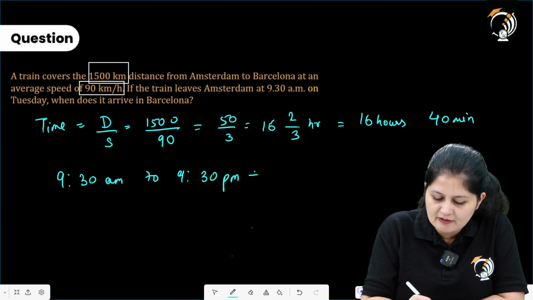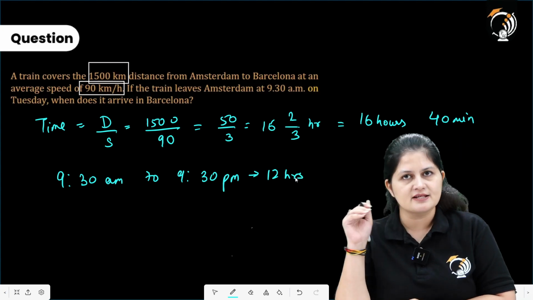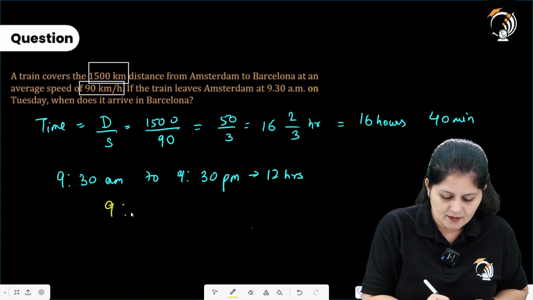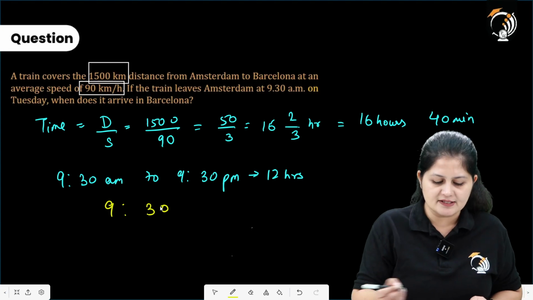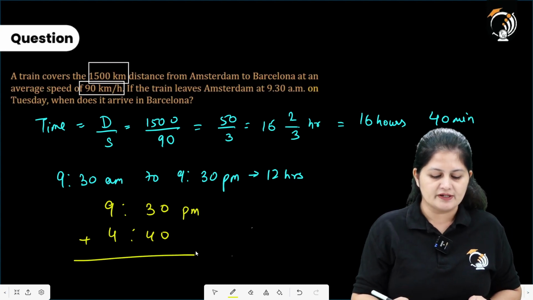to 9:30 p.m. we'll have is 12 hours, correct? Now we are left with 4 hours and 40 minutes, right? So now let's add to 9:30, let's just add 4 hours and 40 minutes. Let's add them here. So what is it going to be?